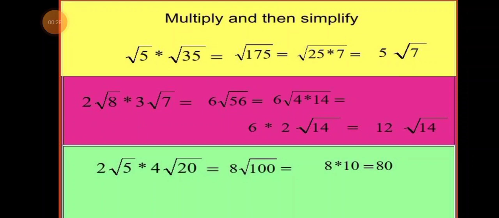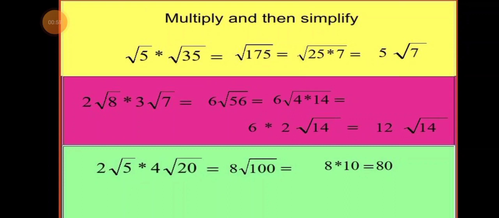First, let's get the square factor of the square root of 175, which equals the square root of 25 times 7. And then, the square root of 25 is 5. So the answer is 5 square root of 7.